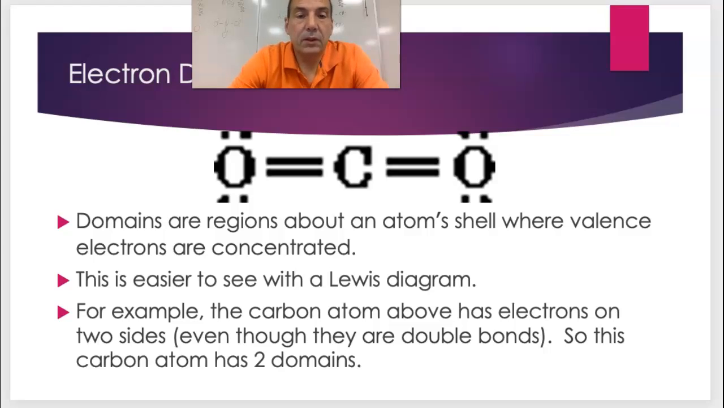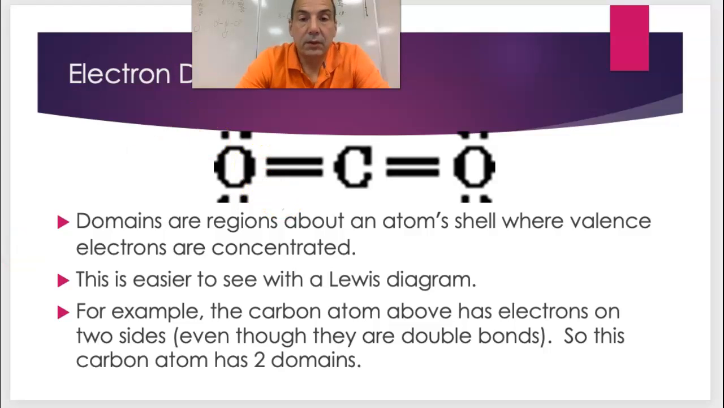So we have to start with a discussion of domains. Domains are regions about an atom's shell where valence electrons are concentrated. In a Lewis structure, we just look for bonds and non-bonding pairs. Now keep in mind that a double bond or a triple bond is one domain because these electrons are in one region. That's what makes the double bond or the triple bond that much stronger, is that there's a concentration of charge in that area holding the atoms together.